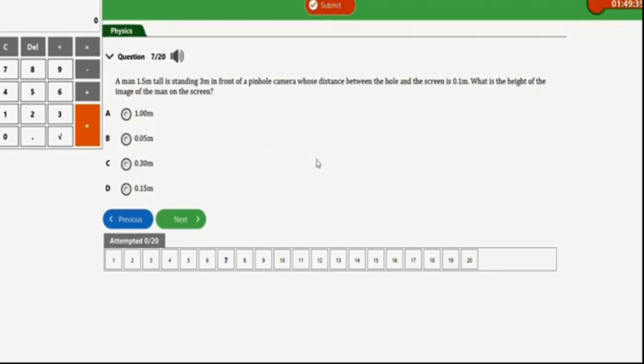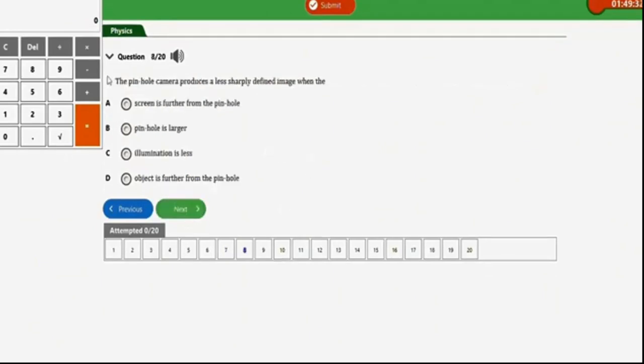Alright, so let's go to the next question, which is this one. It says the pinhole camera produces a less sharply defined image when the screen is further from the pinhole. Option B, pinhole is larger. Option C, illumination is less. Option D, object is further from the pinhole. So the correct option to this question is option B, which is when pinhole is larger.